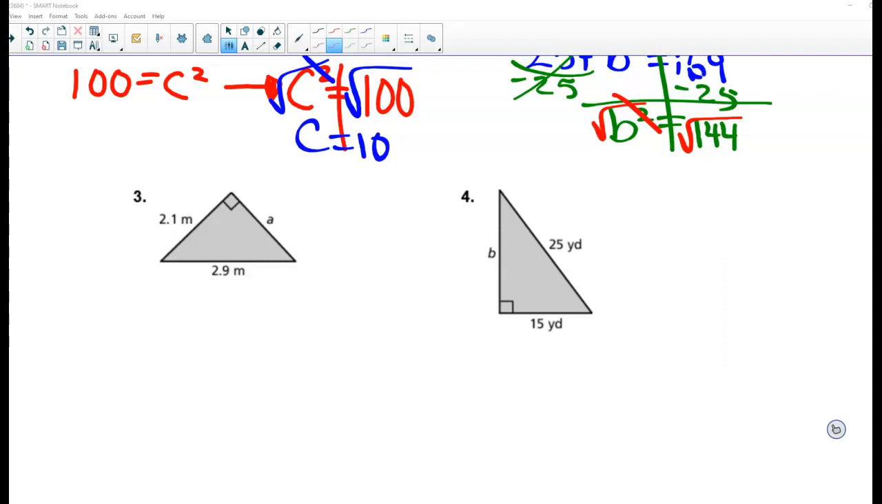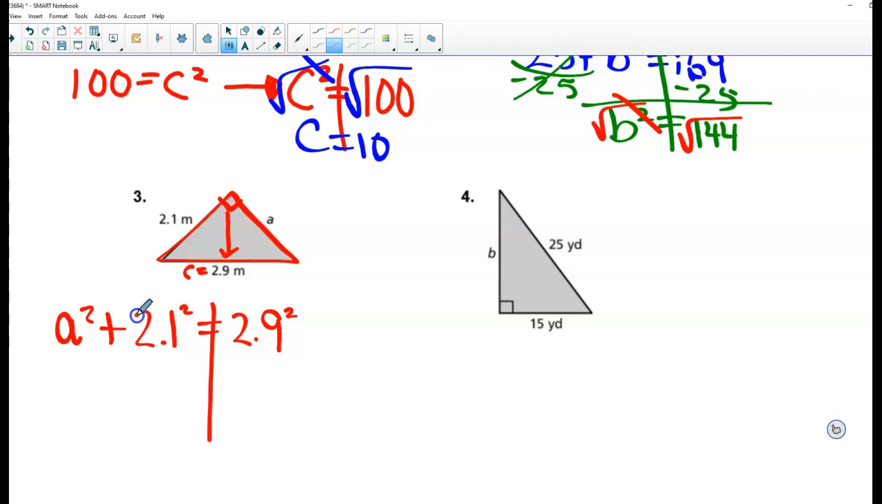So I know this across here is my C because it's across from the right angle. On the quiz, it's not going to tell you your A or your B or your C. You have to know where they're at, but it's doing it on this practice quiz just so it was a little bit easier. So we know A squared plus B squared. Well, we know B is 2.1 squared equals 2.9 squared. This is where we have to now do some work in our calculators.